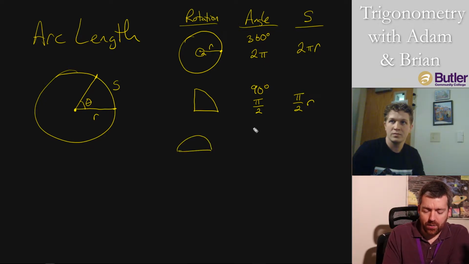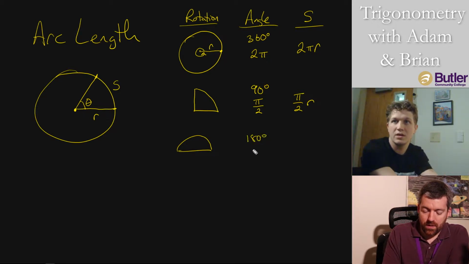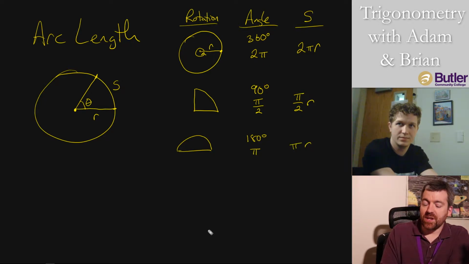How about the half circle? What angle corresponds to it? That's 180 degrees, or pi. The whole circle is 2 pi, divide that by 2, you get pi. And then the arc length? It's just going to be pi times r. That's the arc length, right?